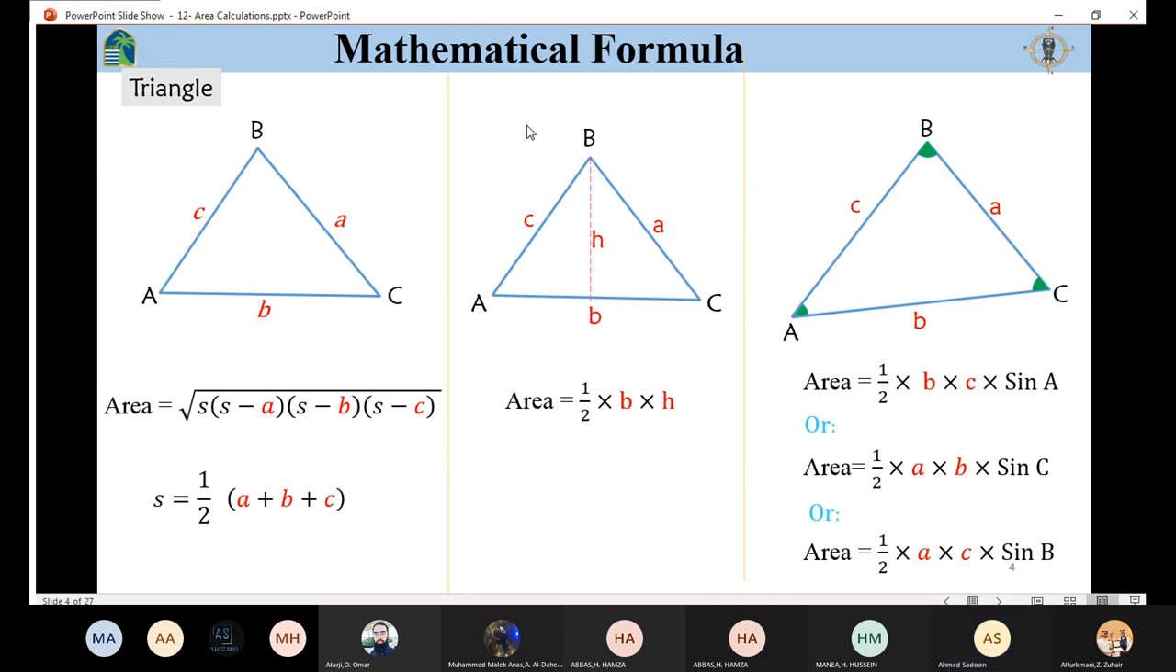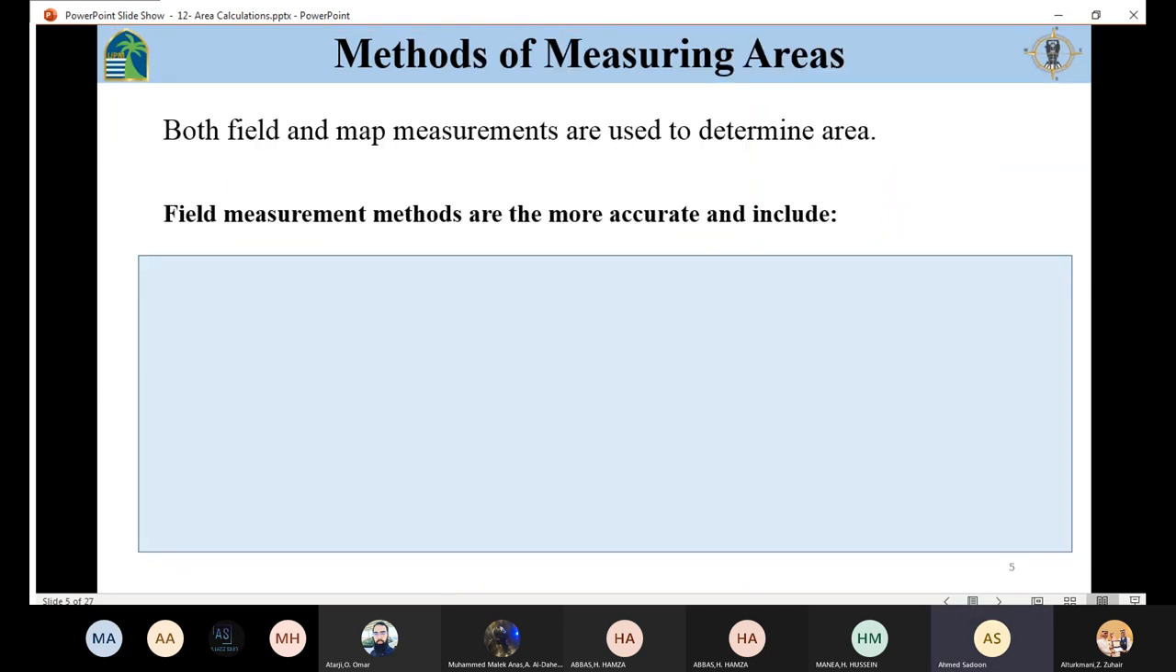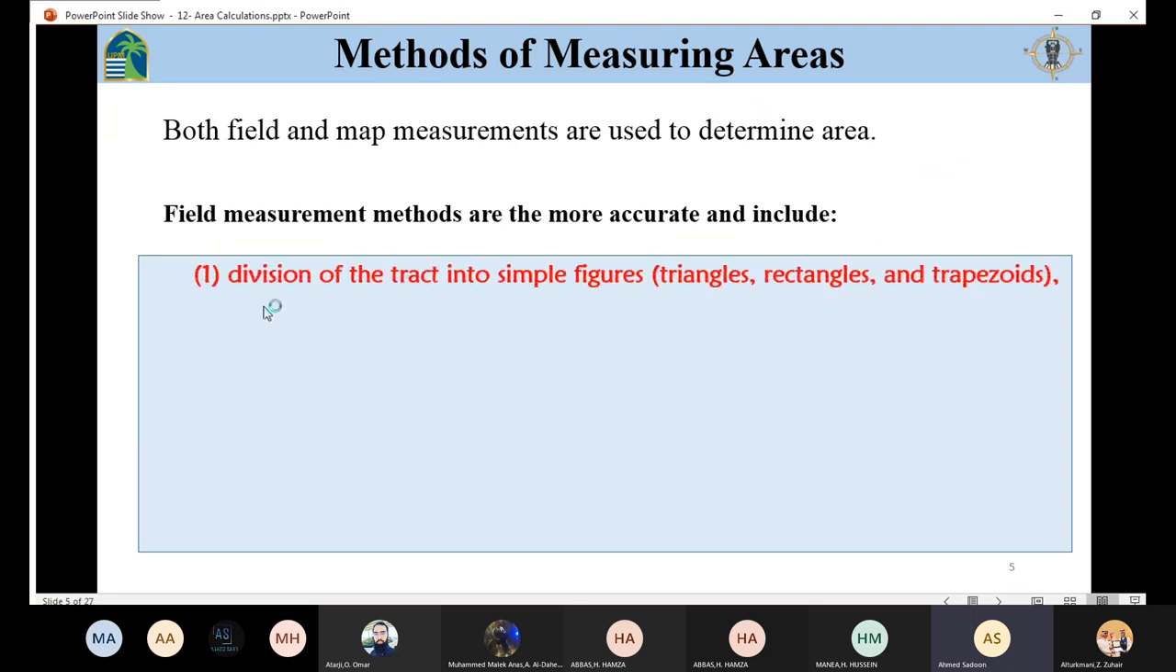But now we need to understand how to determine the area in the field. Of course, we could also determine the area from the map, but determining the area from the field is more accurate. And we have many methods in order to do this. First, we have division of tract into simple figures, triangles, rectangles, and trapezoids. So we're going to take an area and divide it into simpler shapes, like triangles, rectangles, and so on. This is the first method.